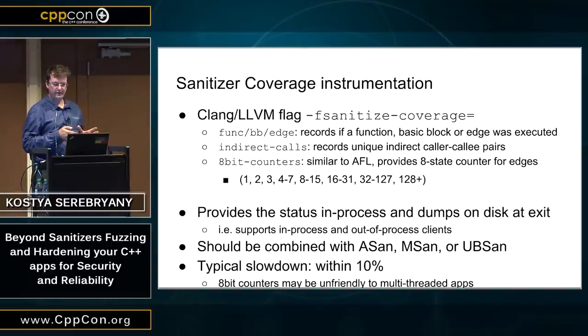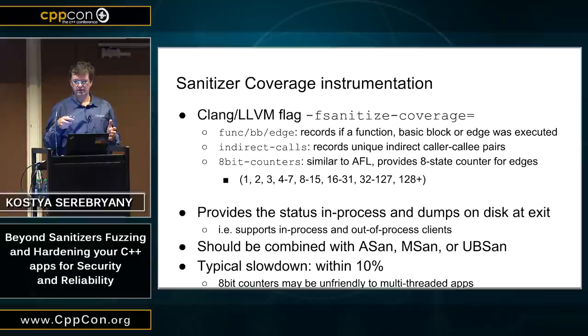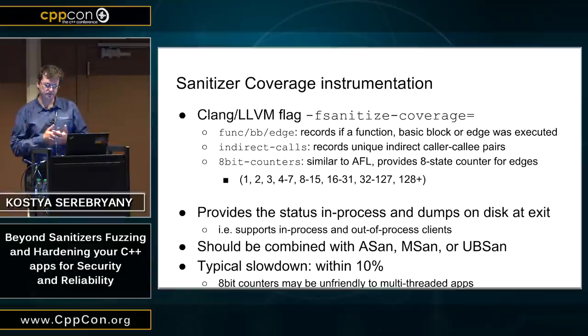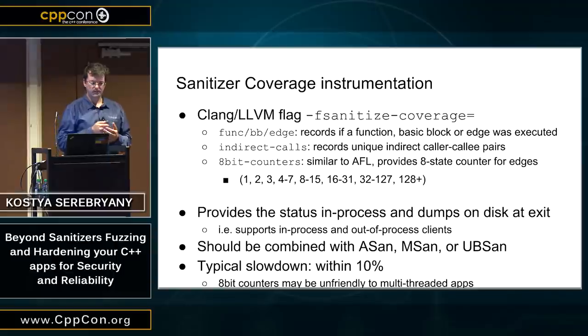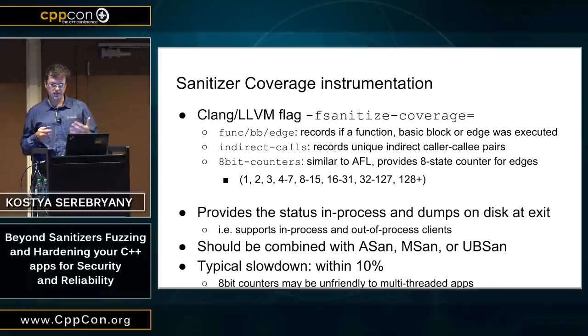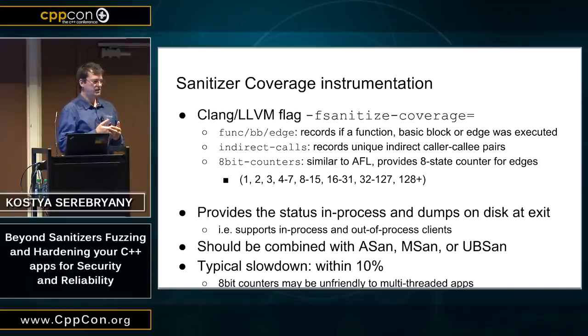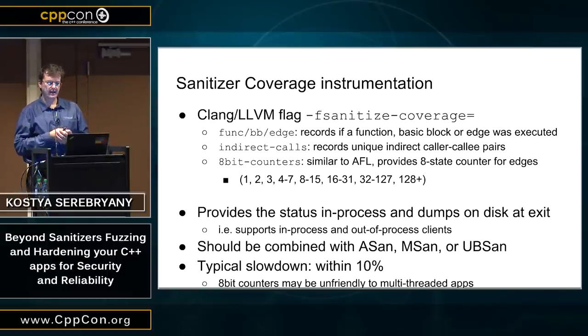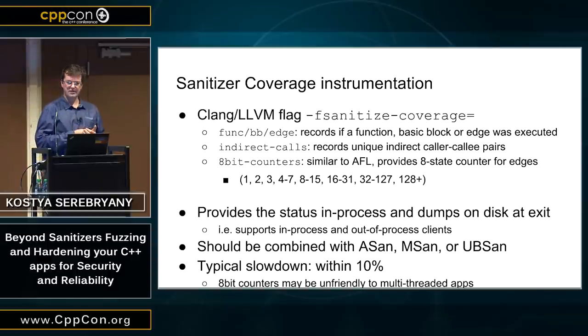It is under the umbrella of the fsanitize-coverage flag, but in fact, it implements several different coverage strategies that complement each other. First, the obvious thing is function or basic block or edge level coverage, one of these three. With this kind of coverage, you get the information whether a given function, basic block or edge was executed at least once. The second kind of coverage is indirect calls. It gives you all the indirect call caller-callee pairs during the execution. And the third flavor is 8-bit counters, just like in AFL, which I described earlier.